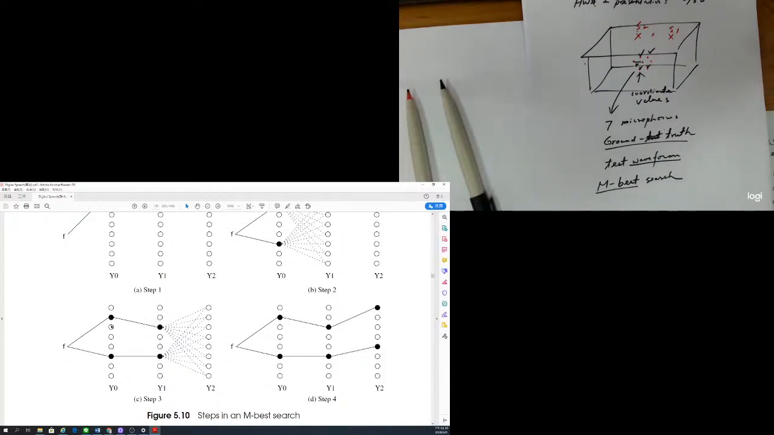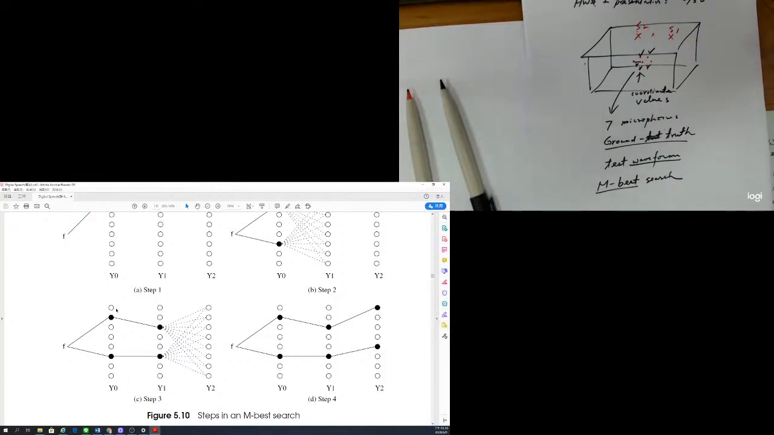M-best is for each stage of the multiple stage codebook. At each stage you pick out the two winners. Later, based on the two winners, you try to find the second best match, the two best. So each stage will give two, and finally you compare these two paths. Which one has the best performance?